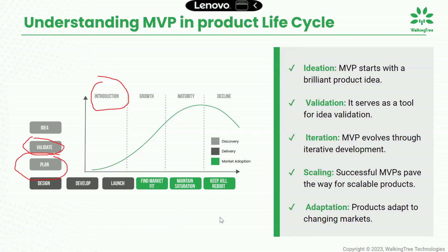So this is the overall life cycle of a product, and in this overall life cycle, you see the starting phase is MVP, right? That's the importance of MVP. Whatever MVP you are going to build, your product will live with this MVP, or your product journey will start with this MVP.